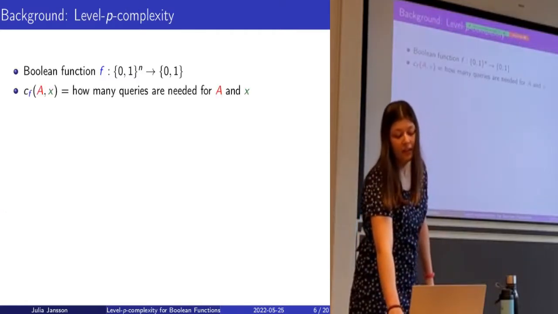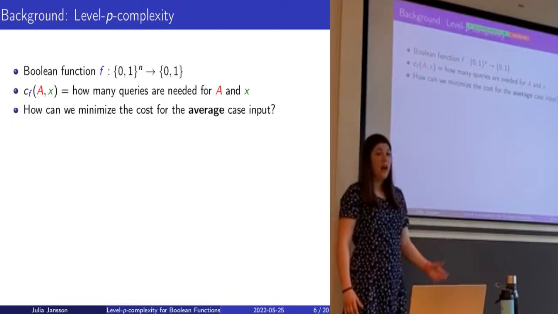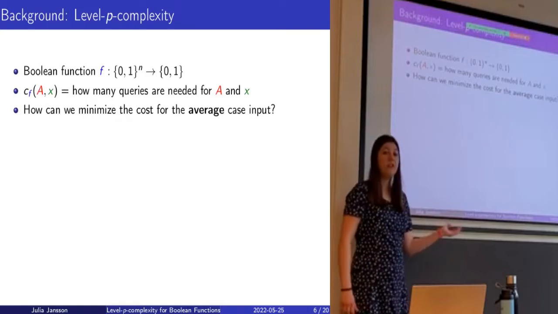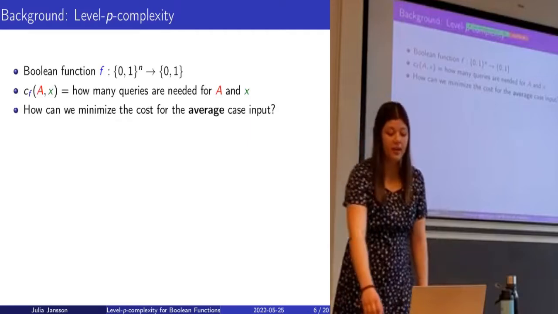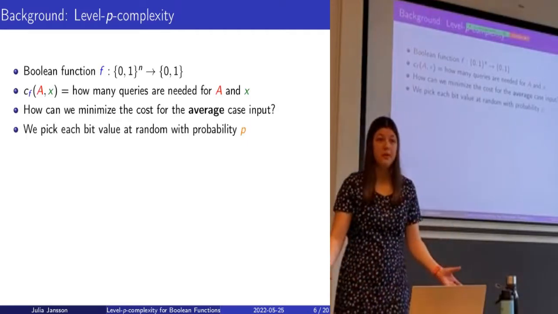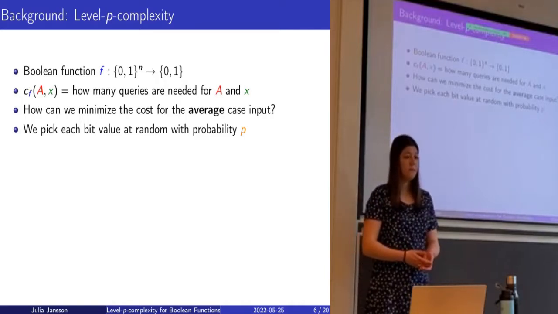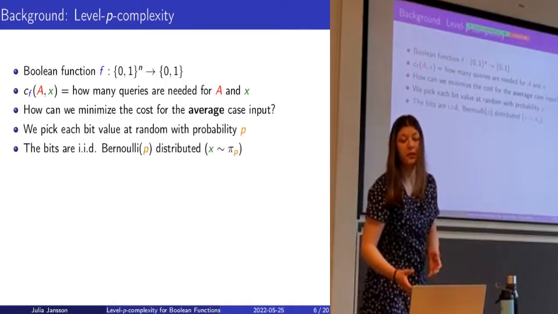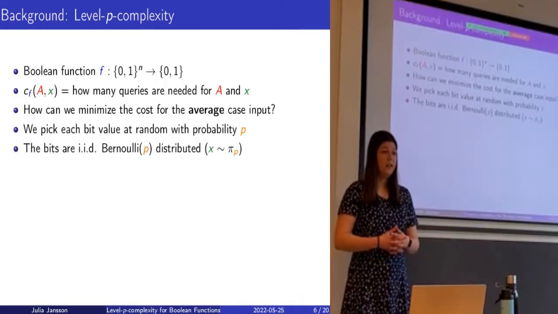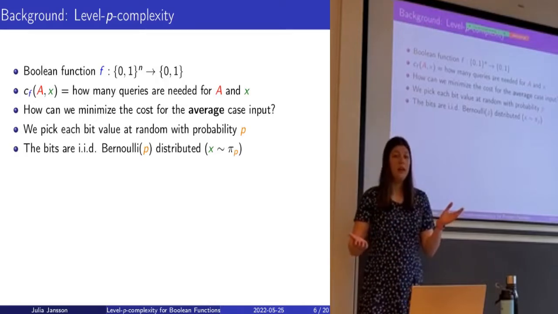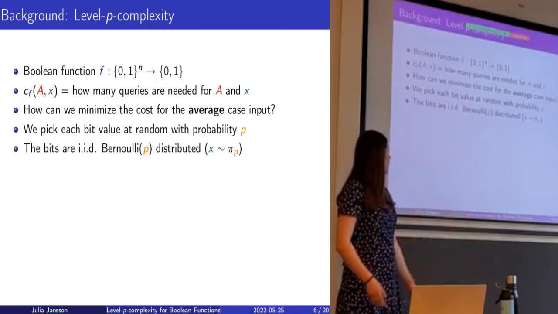And then the next concept of complexity is level P complexity, which is how we can minimize the cost for the average case inputs. So in this case, we have a distribution over the bits where we pick each bit value at random with probability P. And the bits are independent and identically Bernoulli P distributed, which means that they take the value 1 with probability P and 0 with probability 1 minus P. And they are also independent of each other.